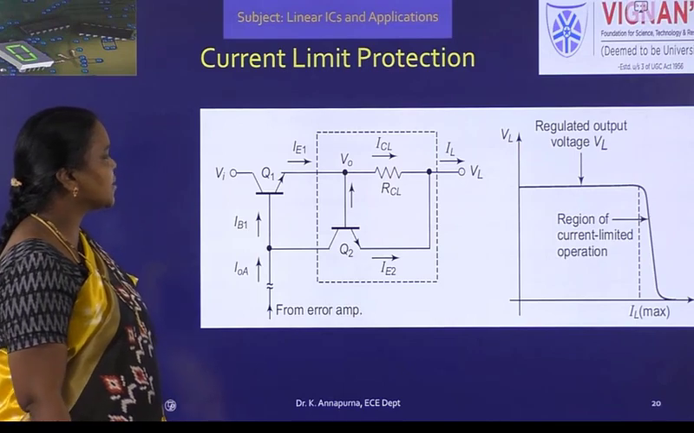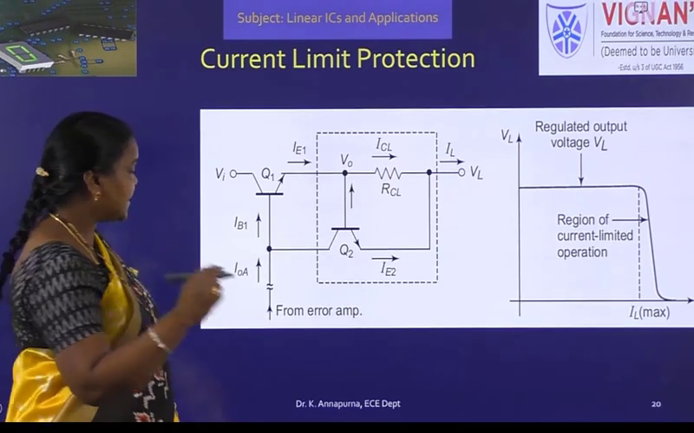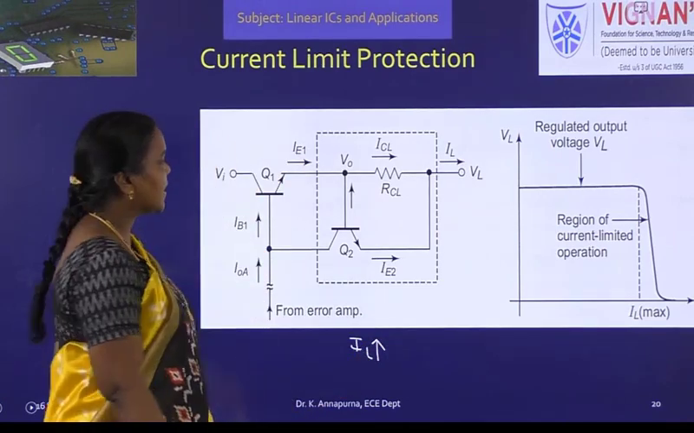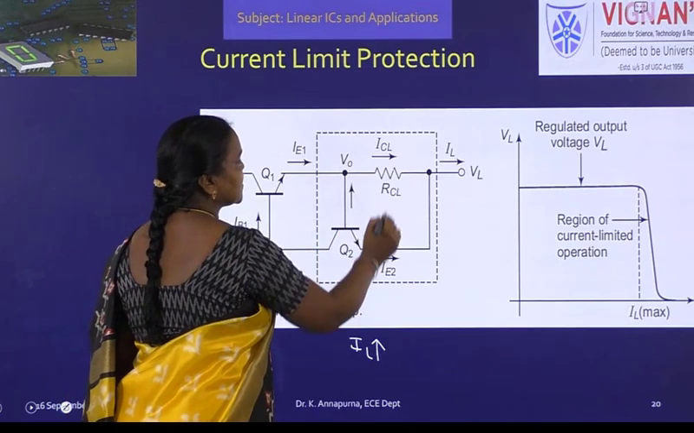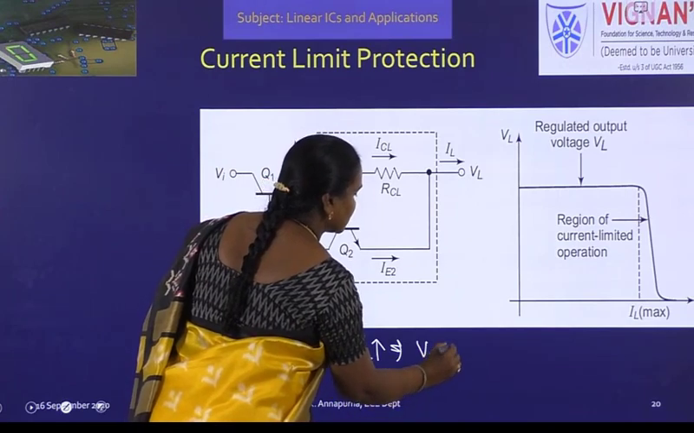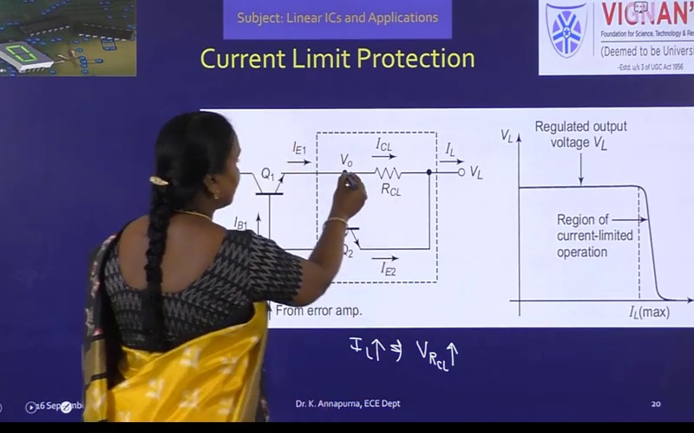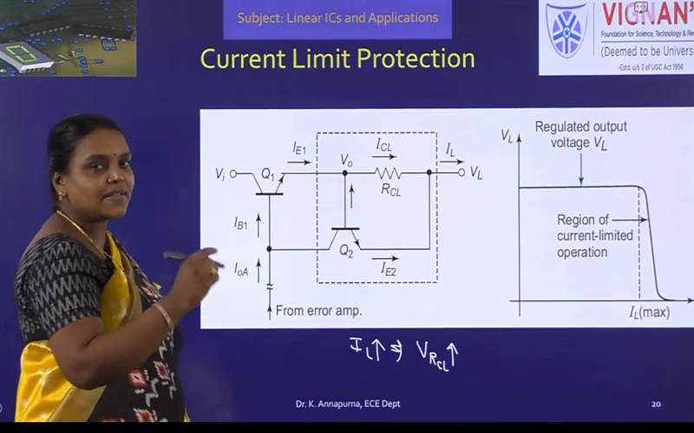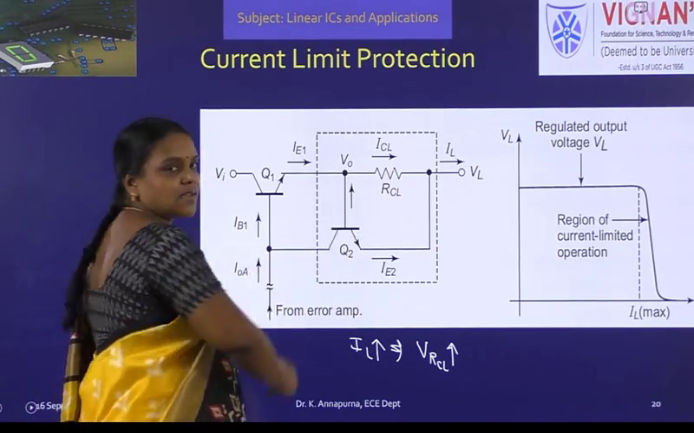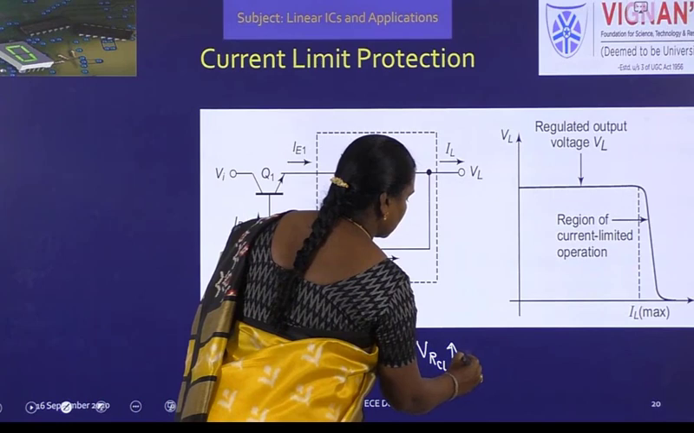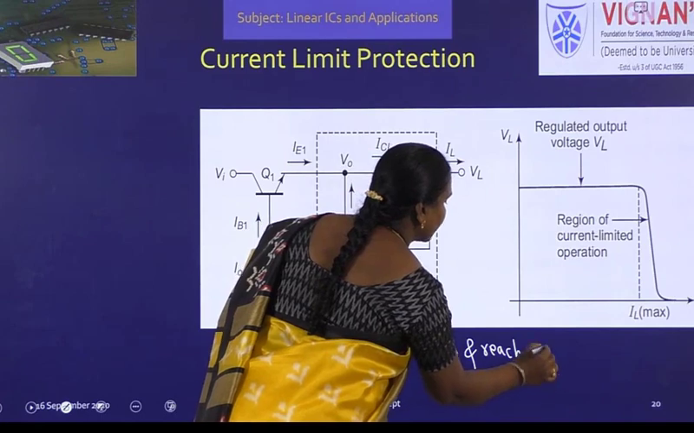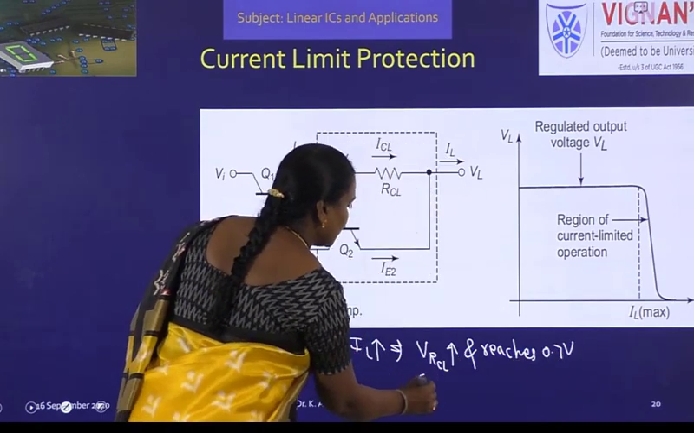So in current limit protection, what happens? Okay, when load current is increased for any reason, suppose load current increases, the drop across this resistor will increase. The voltage drop across RCL will increase. It is nothing but the base emitter voltage of Q2. So whenever this drop exceeds 0.7 volts, this transistor starts conducting. Whenever that drop reaches 0.7 volts, Q2 conducts.